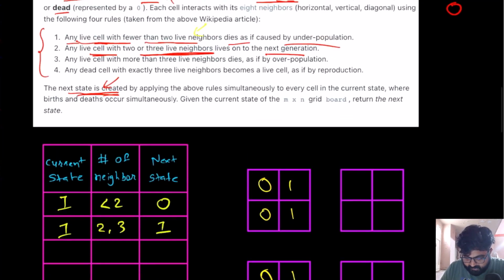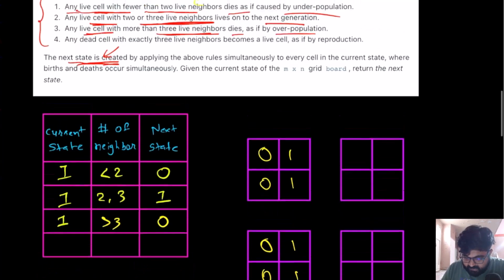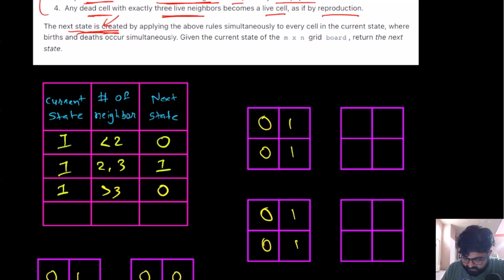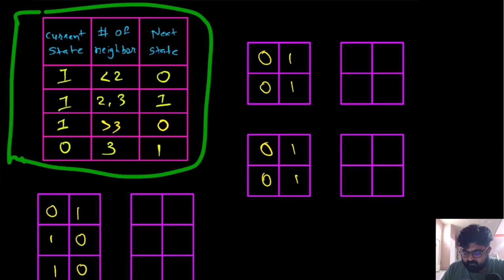Now the third one is that any live cell with more than 3 live neighbors would die due to overpopulation. So if the current state is live and the number of neighbors is greater than 3, then the cell is going to die and the next state is going to be 0. And the last one is that any dead cell with exactly 3 live neighbors becomes a live cell because of reproduction. So if the current state is 0 and the number of neighbors is exactly 3, then the next state is going to be 1 for that particular cell. These are the only 4 rules that we are concerned with for our game of life.